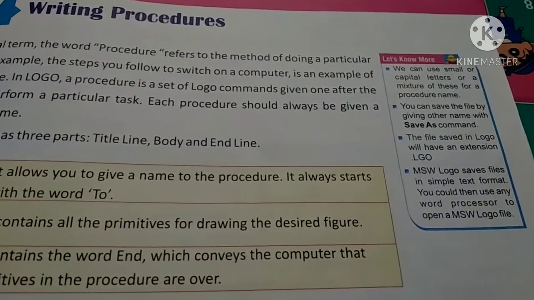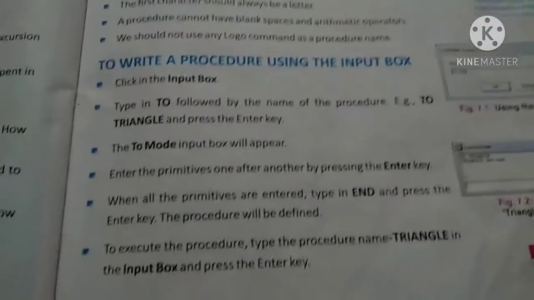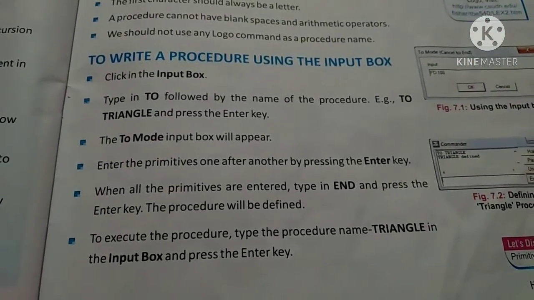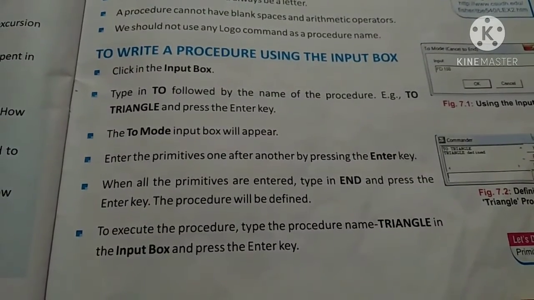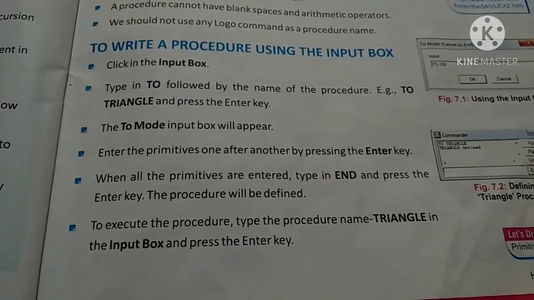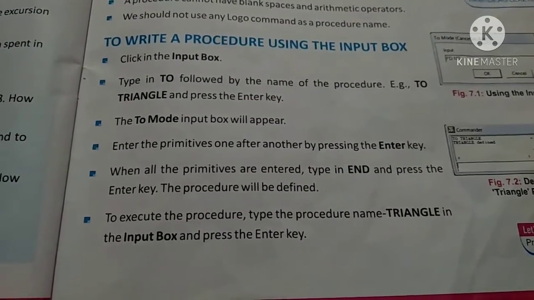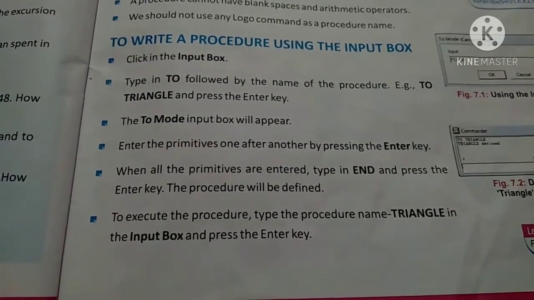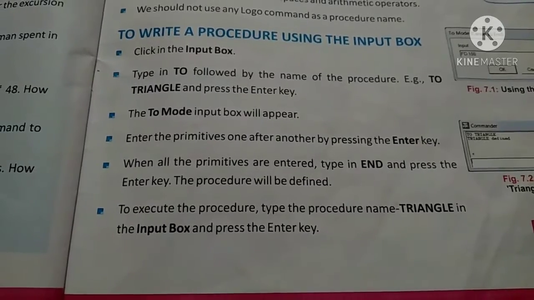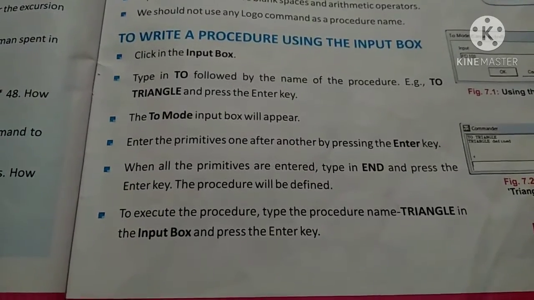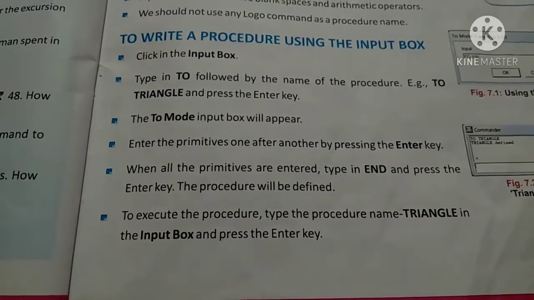Okay, so next, moving to the next topic, that is to write a procedure. In the input box, click the input box, type in TO followed by the name of a procedure, example TO triangle, and press the enter key. Okay, so what you have to do, you have to open the input box first and then you have to write the title line, and the title line always starts with the word TO. Okay, so TO, and now we are making a triangle, so we put the name triangle.